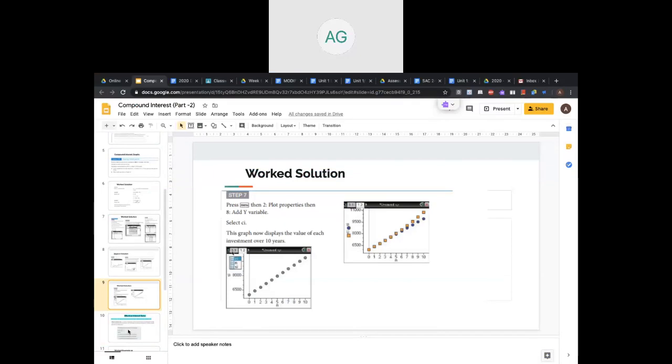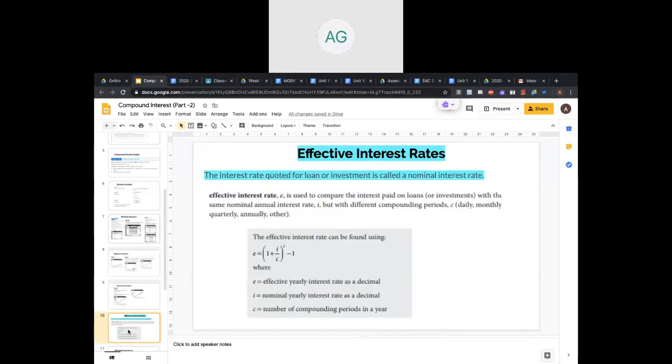Okay, so that's how you do it on CAS. And the next part of this exercise is the effective rate of interest. Effective rate of interest is used to compare, if you've been offered an interest rate compounded monthly, daily, fortnightly, or yearly, which one is the best option for you. That's where we compare the interest paid on loans or investments.